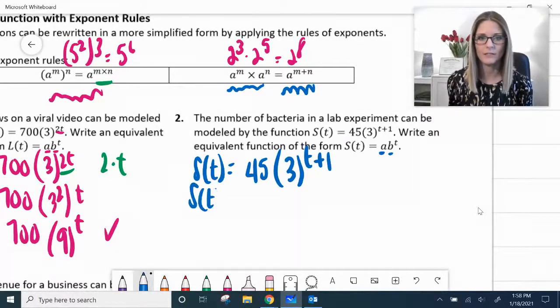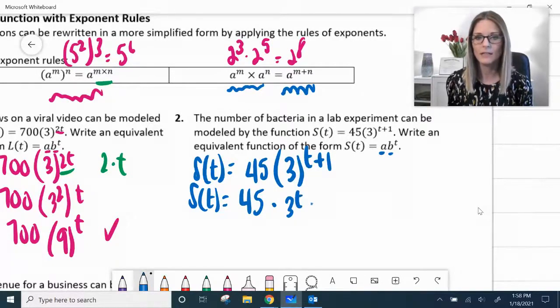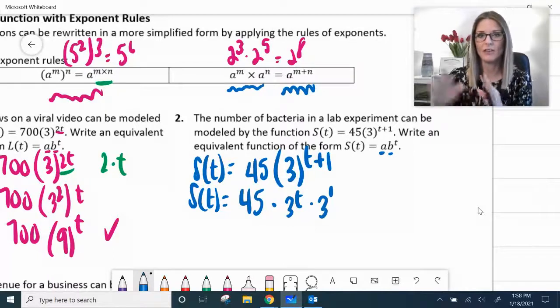So S of t equals 45 times 3 to the t times 3 to the first. So I took that rule of same bases, powers being multiplied together and they're adding, and went backwards. They were adding, I wrote them as two separate. And now I'm going to continue to simplify.